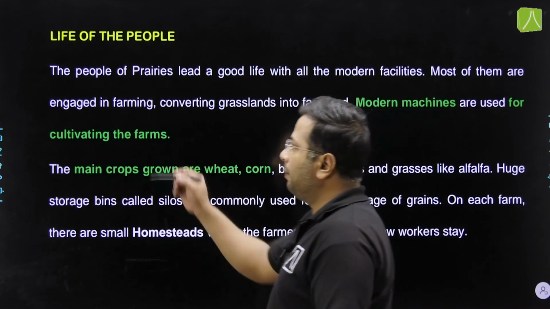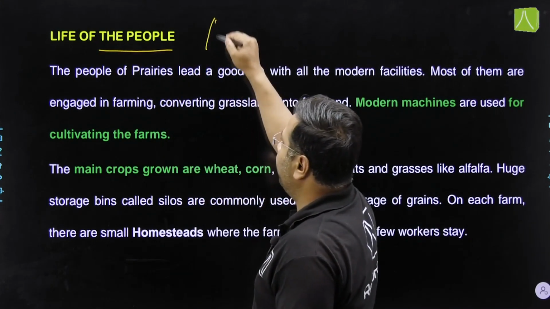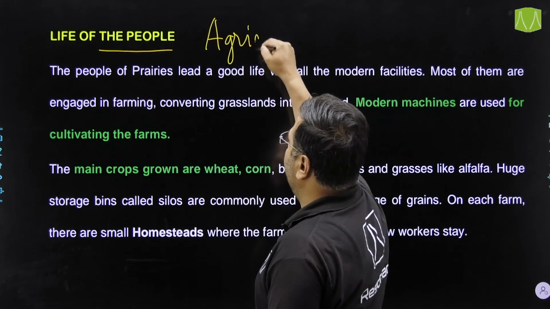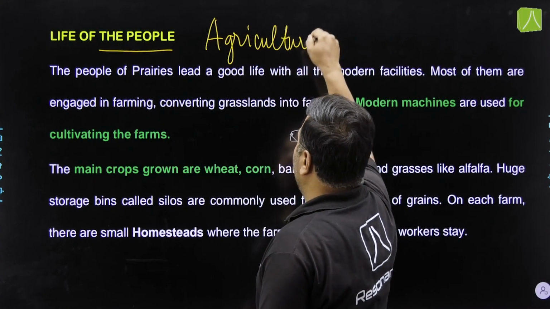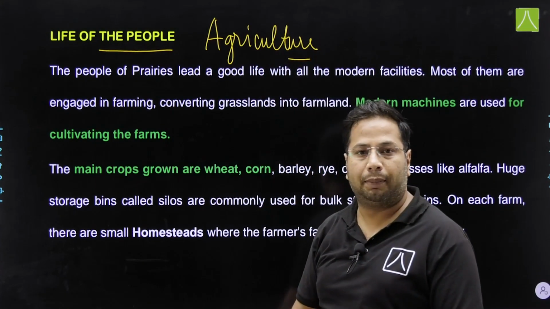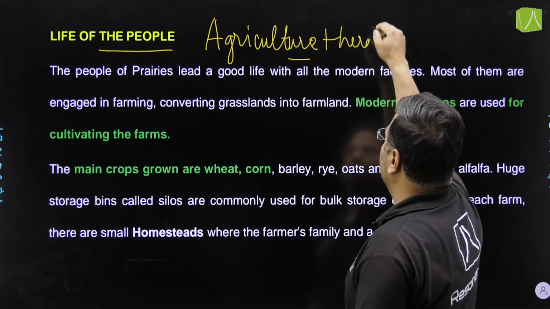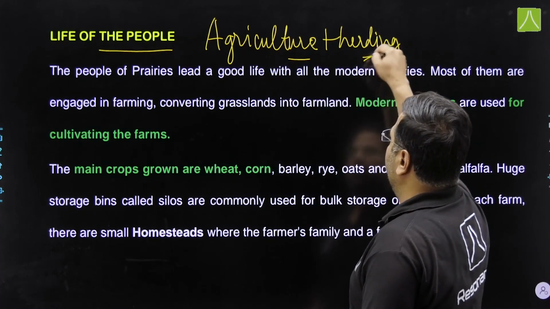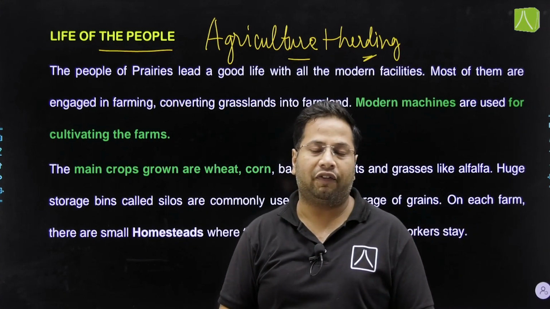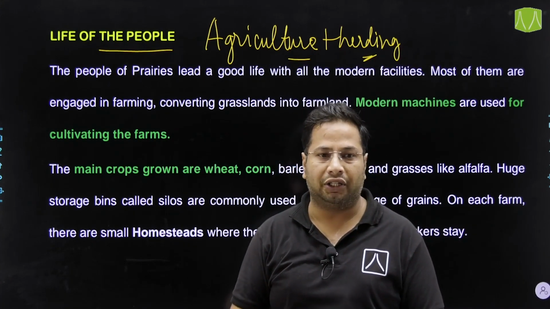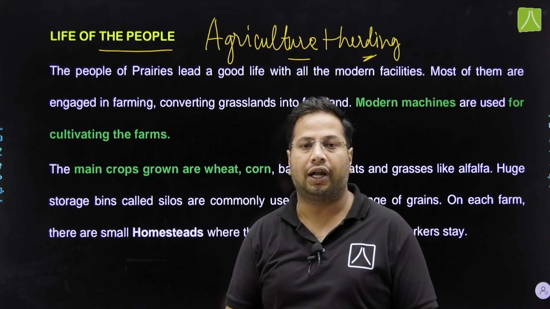Then we have life of the people. We have seen that agriculture is the main occupation. Agriculture is the main occupation which is done by the people of prairies. Along with that, one more is herding. When we are calling it grassland, definitely herding is practiced on a large scale here. Pastoralism is practiced here on a large scale.